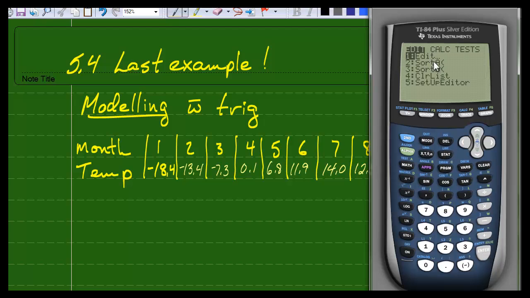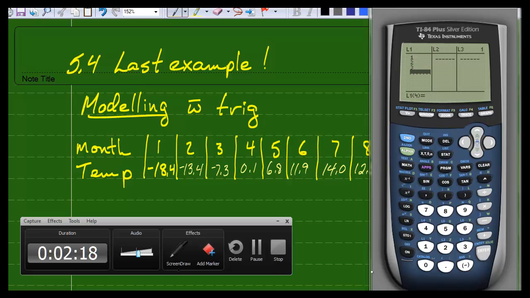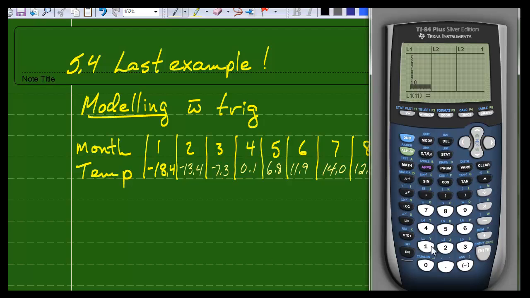I'm going to edit my lists, and then I can start populating those lists with information. I know that these are my months, and I'm going to go from 1 to 12. So 1, enter, 2, enter, 3, enter, all the way down to 11, to 12, enter. So I've got my list 1, and then I'm going to go over and start populating list 2 with the second list here.